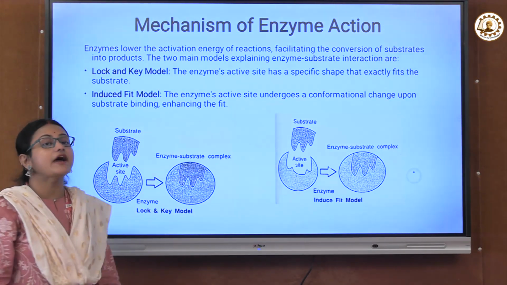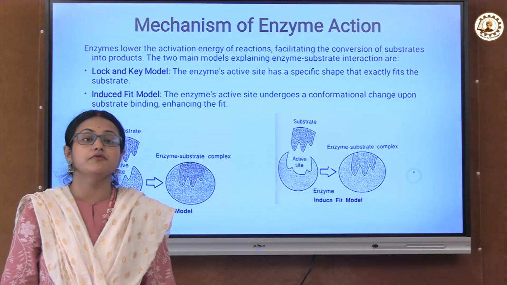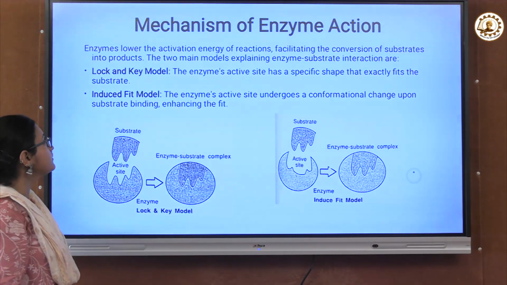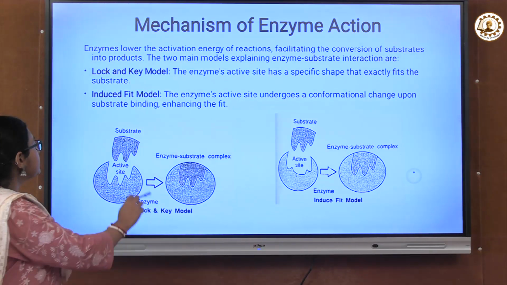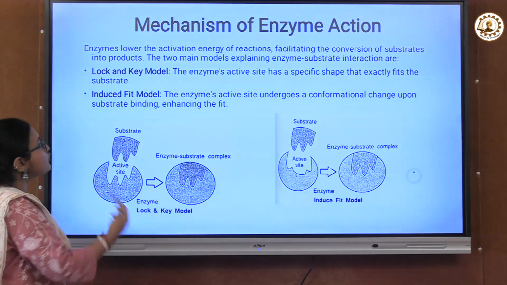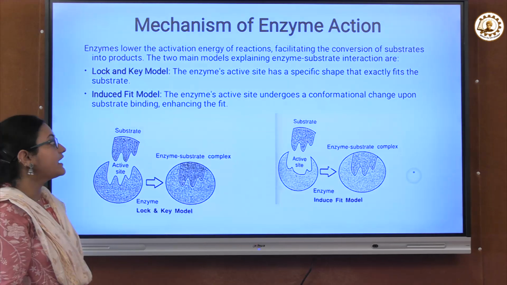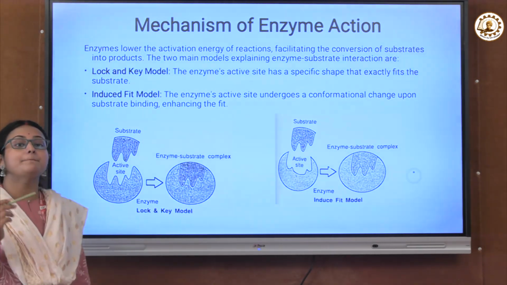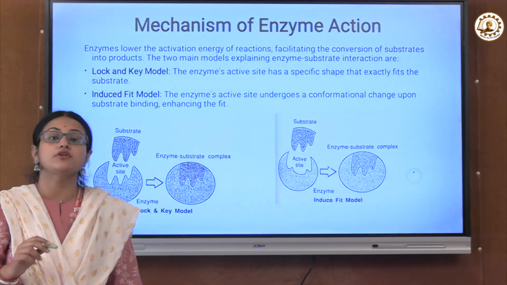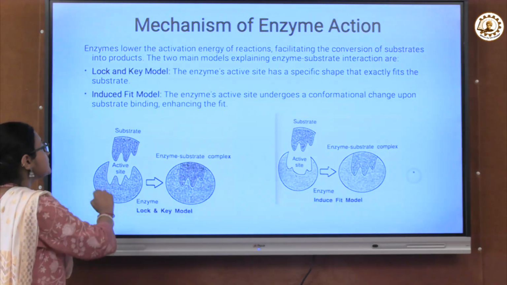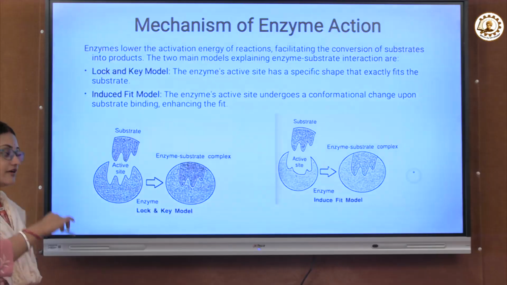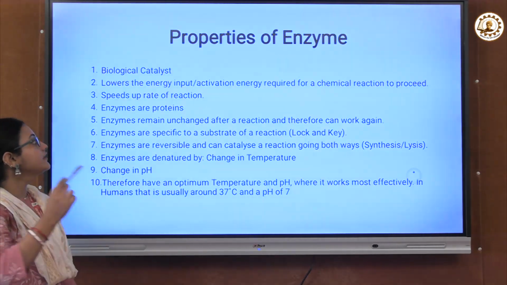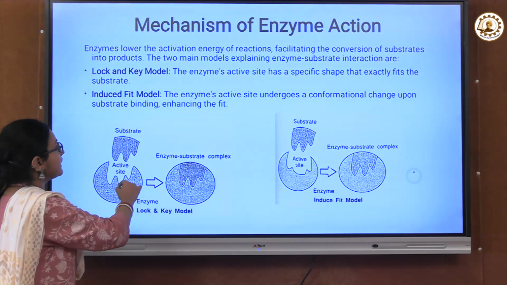Mechanism of enzymes. To understand the mechanism of enzymes, we have to understand two different models. One is the lock and key model. In the lock and key model, the enzyme's active site has a specific shape that exactly fits the substrate. Like a particular key is required for a particular lock, in an enzyme there is an active site where a substrate binds for forming the product. In a particular specific active site shape, the particular substrate will bind.